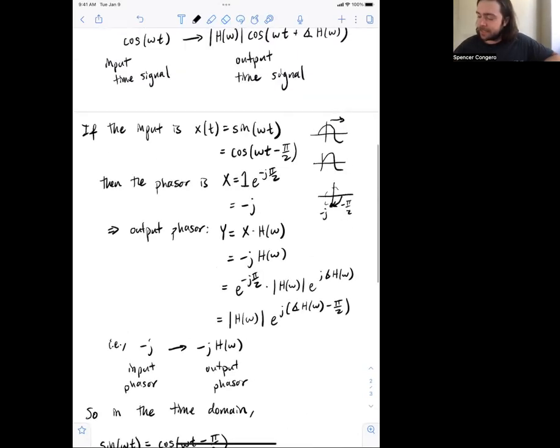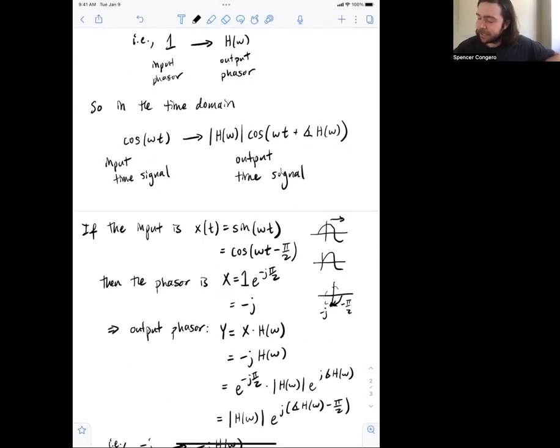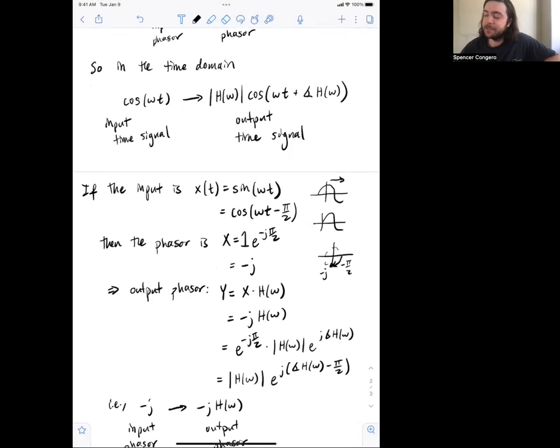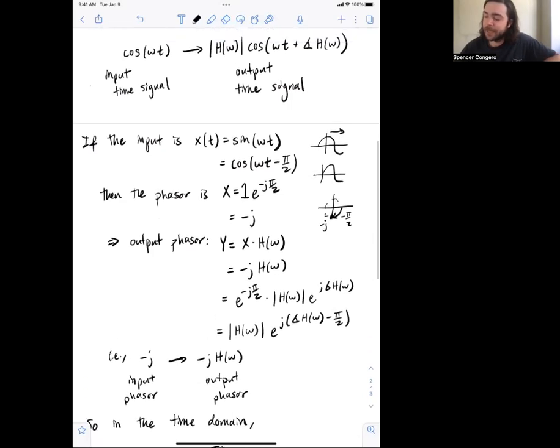Okay, so you can see that with these two properties, whether I put in cosine or sine, a similar thing happens. You put in cosine, and what happens when I get the output of my circuit with frequency response H of omega? Well, the magnitude is multiplied by the magnitude of H of omega, and the phase of my sinusoid gets the angle of H of omega added.